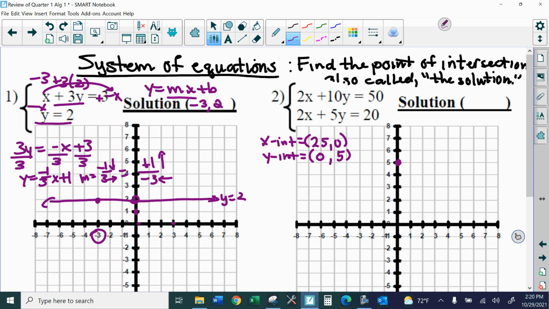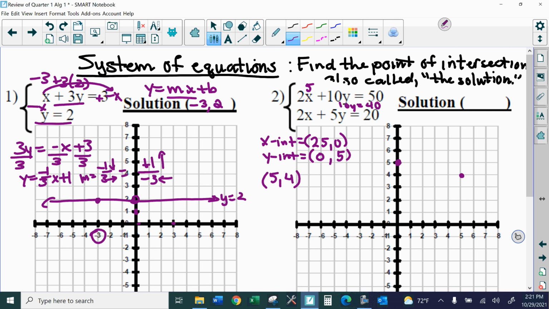Okay, let's make x 5. So it's going to be somewhere along here. X is 5. 2 times 5 is 10. Subtract the 10 across. Then I get 10y equals 40. Divide by 10 on each side, and y equals 4. So 5, 4 is another point on the graph.